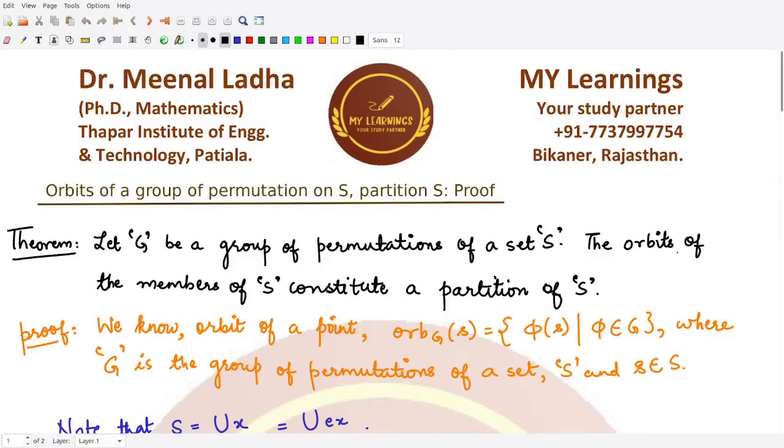In this video, we shall be looking at the proof of this result that we have studied in the previous video. So here we wanted to prove that orbits of different members of S constitute a partition for S.